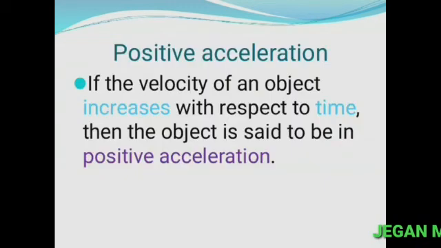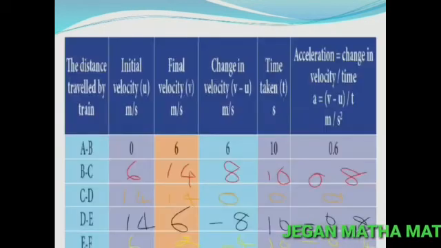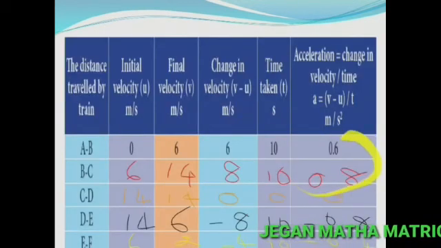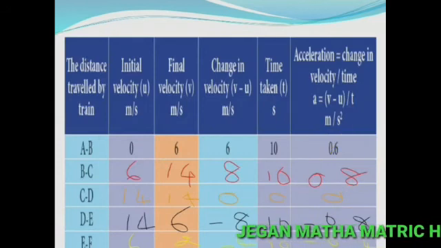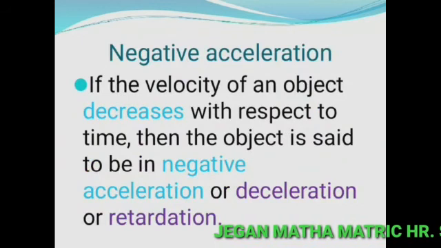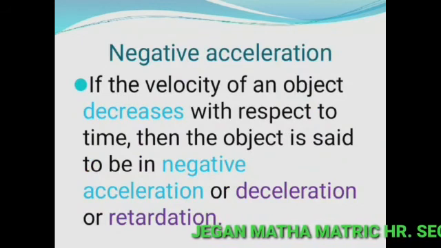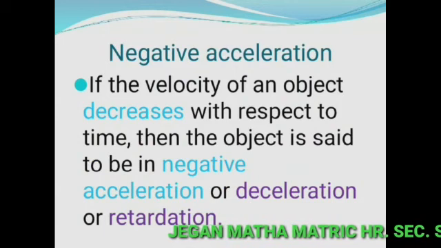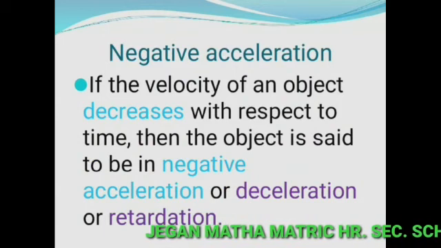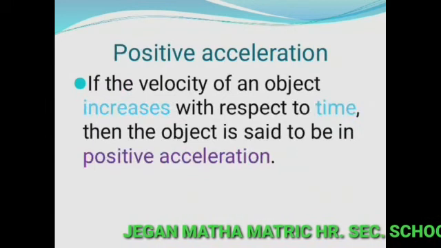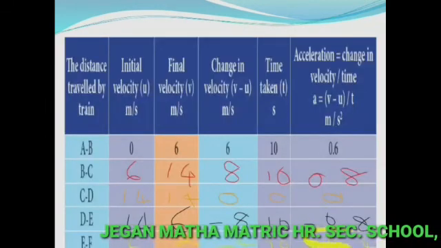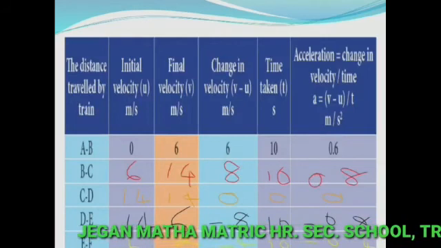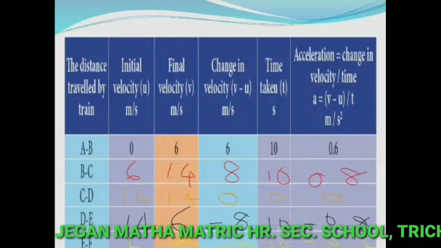So from the above examples, we know that if the velocity of an object increases with respect to time, then the object is said to be in positive acceleration. So in this example, these are the positive acceleration. Then if the velocity of an object decreases with respect to time, then the object is said to be in negative acceleration or deceleration or retardation. So see this minus 0.8 and then minus 0.4. So these are called negative acceleration because it decreases.